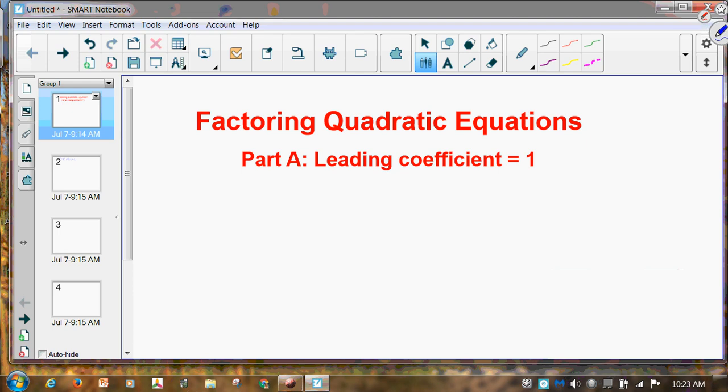Okay, today's lesson is on factoring quadratic equations. We're going to break this into two parts to keep it from being too long. The first part, we're going to do a quick review on quadratic equations, what factoring is, and we're going to talk about where the leading coefficient, the number in front of the square term, the square variable term, is equal to 1. And then we'll do another shorter one on where the leading coefficient is not equal to 1.